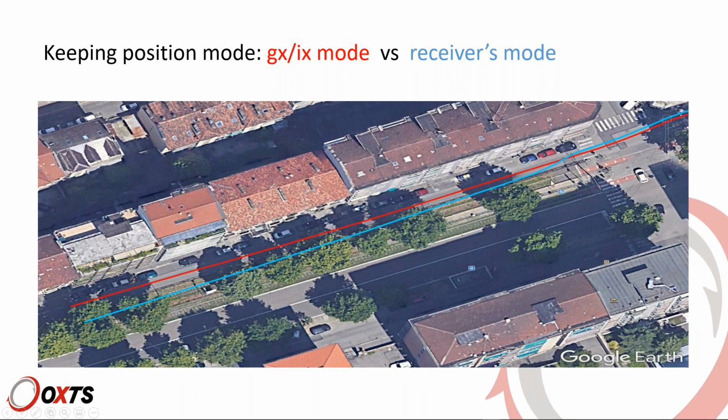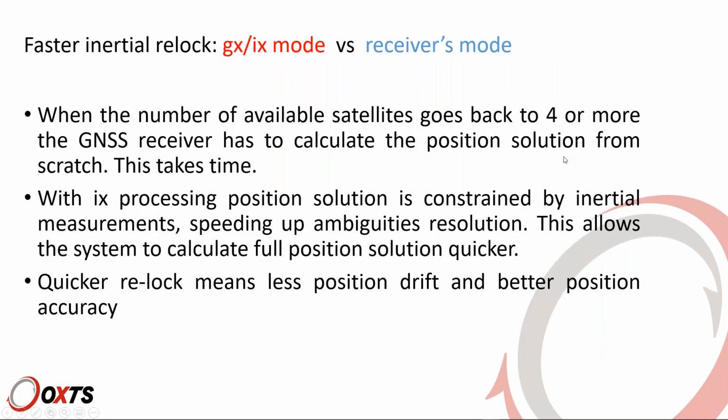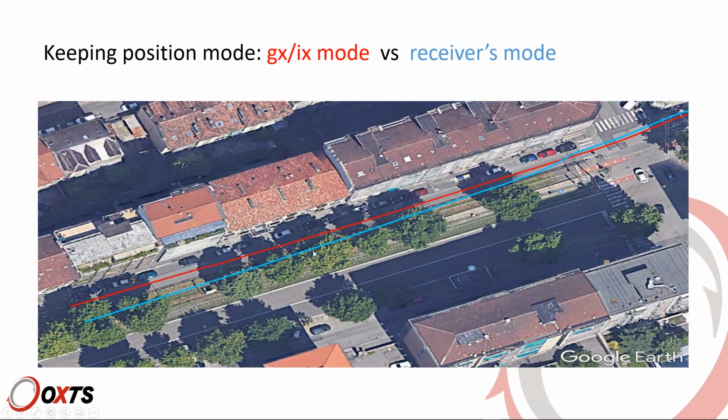This is not as bad as the previous example I've shown you, because you have a slight opening on this side. Nonetheless, the receiver mode is drifting to the left and going over the grass, while the GXIX one is solidly on track.